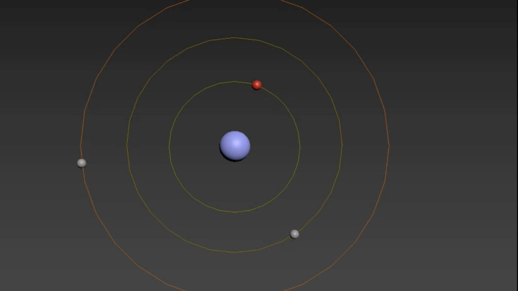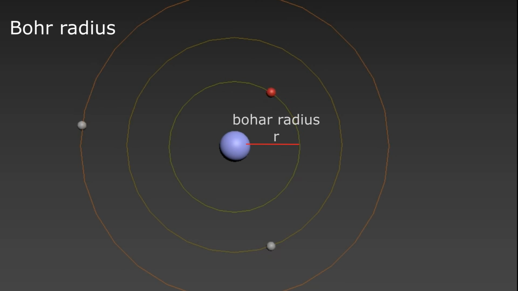Welcome to easyedu. Today, we'll derive one of the most important results from Bohr's model of the atom, the Bohr radius. This is the fundamental size of an electron's orbit in a hydrogen atom. Let's dive into this fascinating topic.